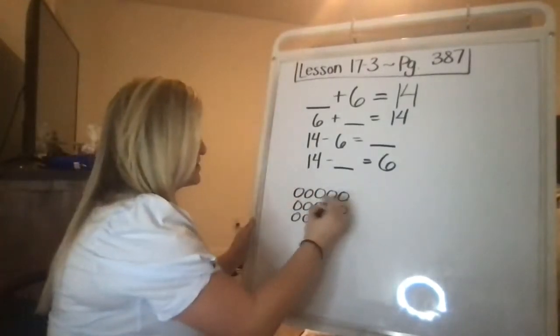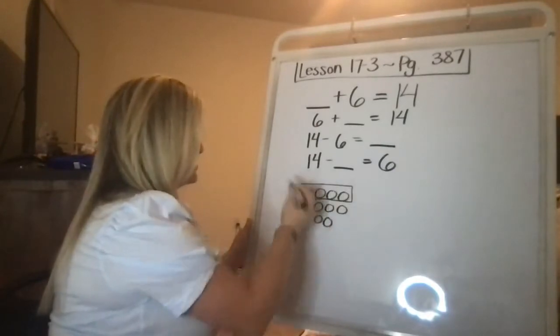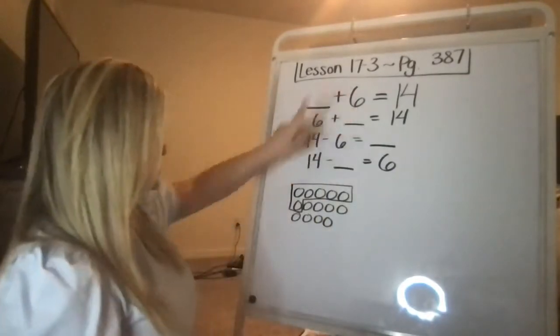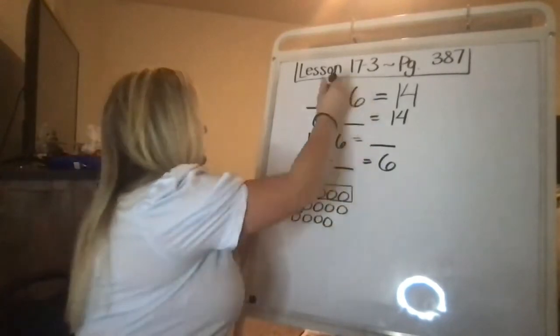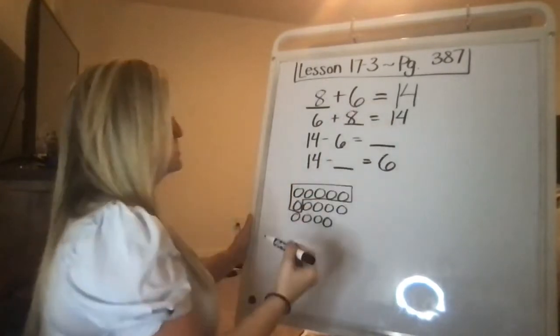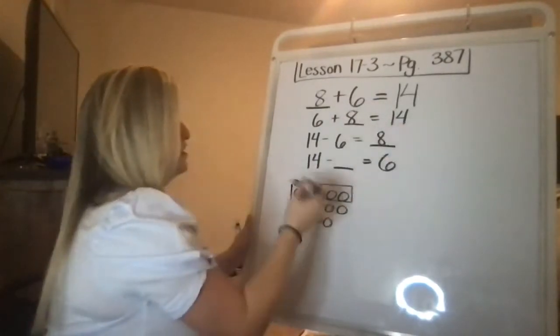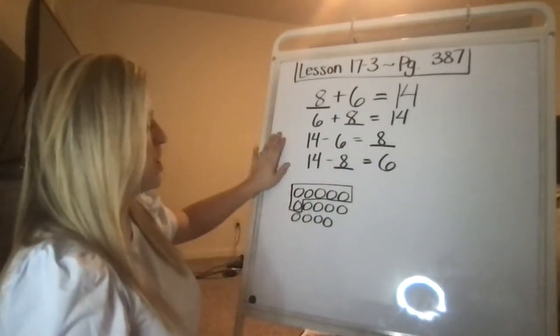Now I'm going to put a box around 6 of them. And that is how many he put in. So Jody had 1, 2, 3, 4, 5, 6, 7, 8. 8. So then I know 6 plus 8 is 14. 14 minus 6 is 8. 14 minus 8 is 6. Okay, addition and subtraction are opposites.